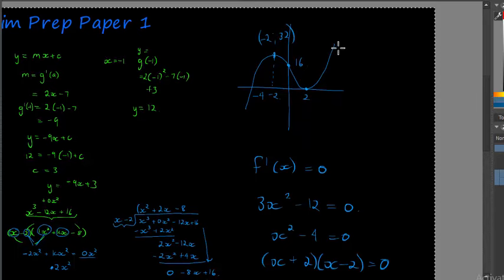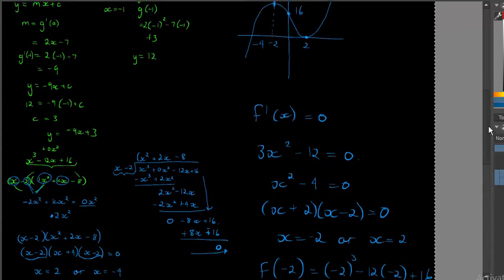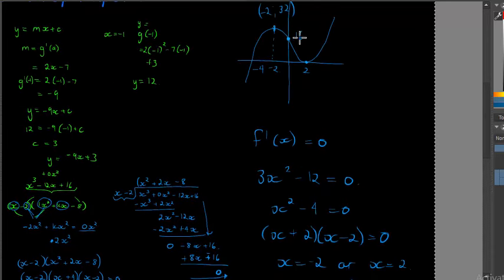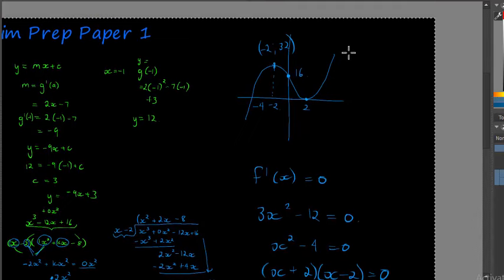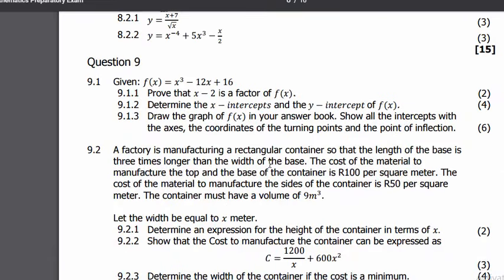Okay, and that's it. And they also wanted the point of inflection, which is where the second derivative is equal to 0. So in other words, the 3x squared becomes 6x, and 6x is equal to 0. So x is equal to 0. And then if x is equal to 0, then y is equal to 16. We already know that's the point of inflection then. So there we go. It's really very easy marks there, very easy marks to get all 6 points.